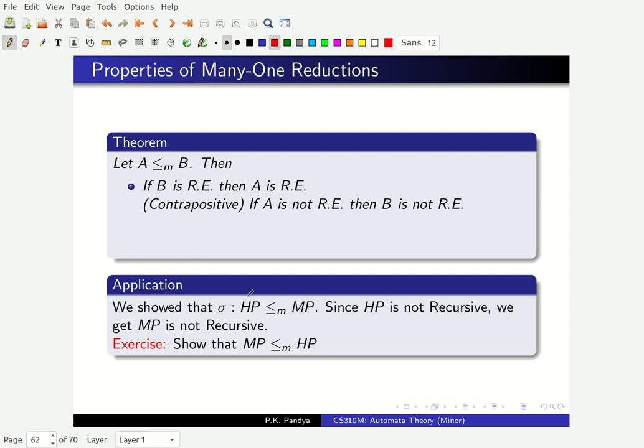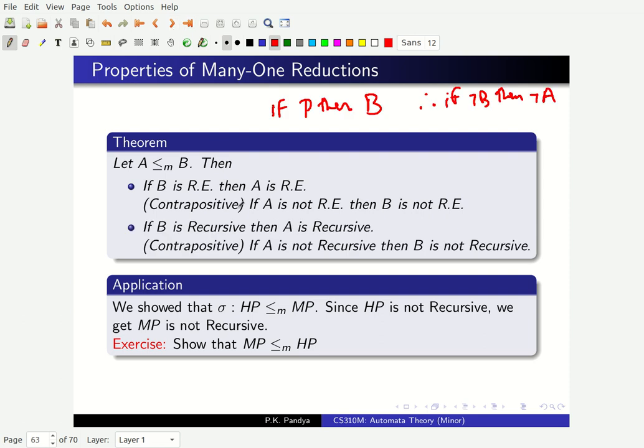Since HP is not recursive, by the contrapositive form of this, if HP is not recursive, then MP is also not recursive. So because HP is not recursive, we automatically get that MP is not recursive, and that is what we used in that earlier argument.